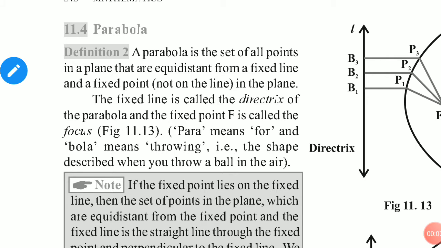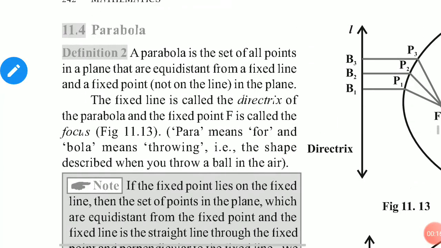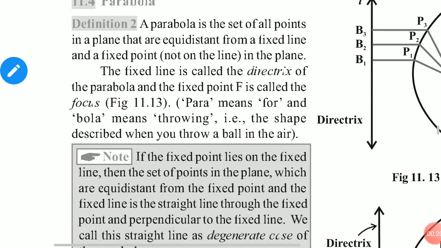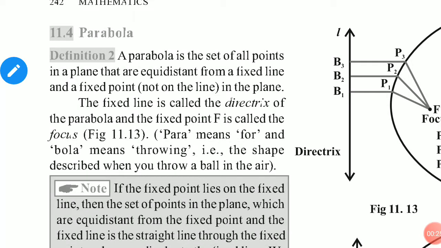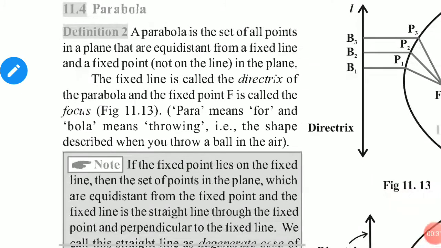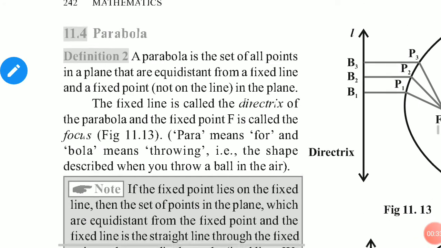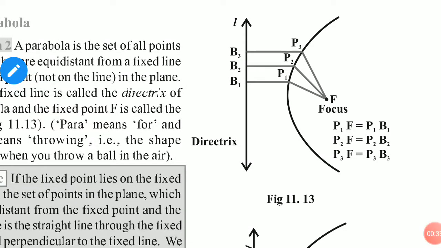So here now I am going to explain you detailed parabola. It's a very important chapter for board class also and for competitive exam also. Many types of objective questions and numerical type questions are asked related to parabola. So here I am giving you a detailed explanation of parabola. This is the diagram of parabola you can see here.